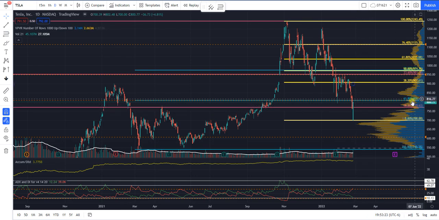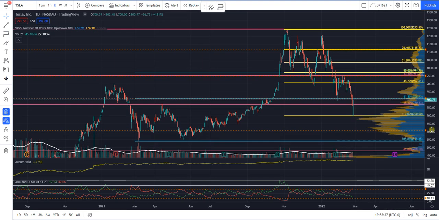So if it can hold that, we look for the retest at the 808.42 as resistance, and we'll need to break over that 907.61 above there. If we lose 700, a lot of volume in here. I don't think I'd really want to short Tesla right now, but the next level of support down here at 539 and then 478.